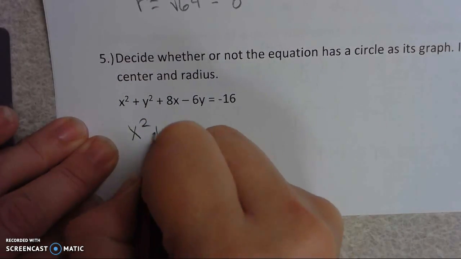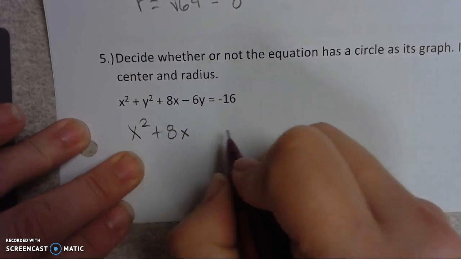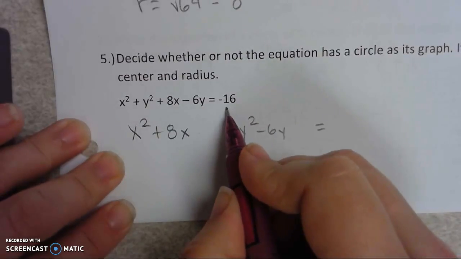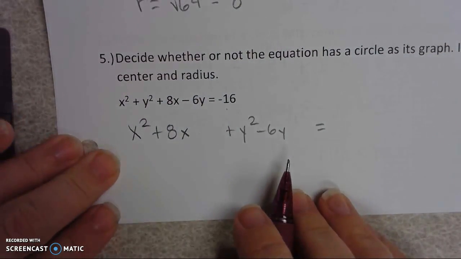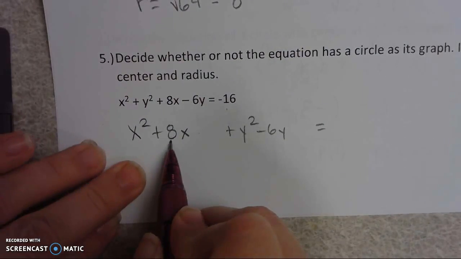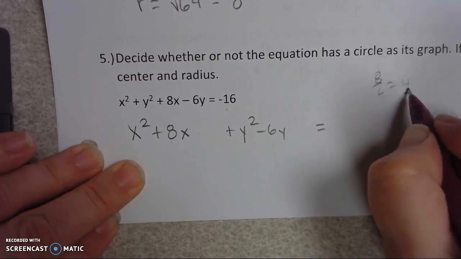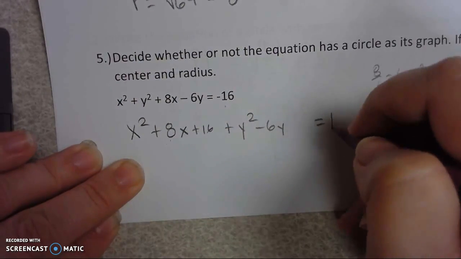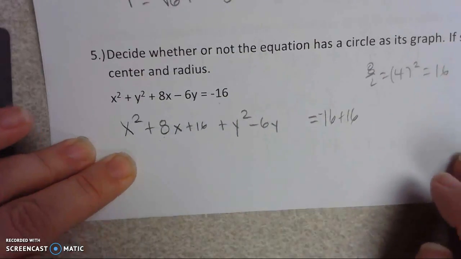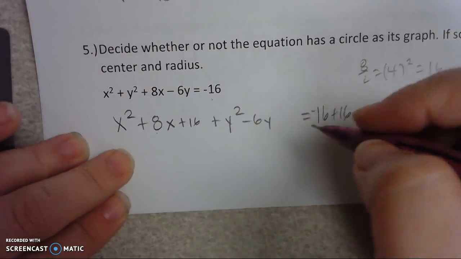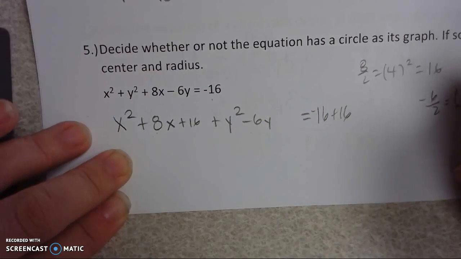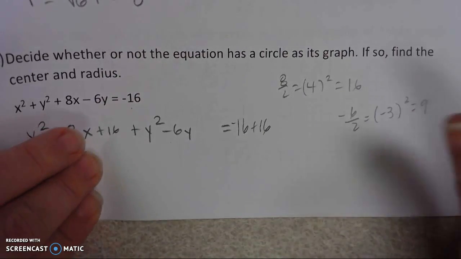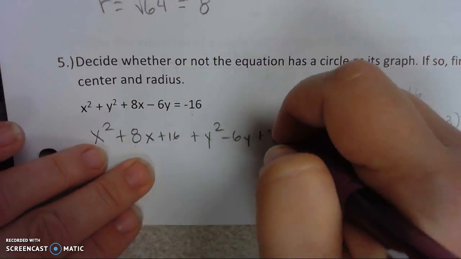All right, we had x² + 8x. Put the x's together, leave a little space. Put the y's together, leave a little space. The 16 is already on the opposite side of the equal sign. I'm going to complete the square. So I'm going to take half of 8, which is 4, and square it to get 16. All right, so I'll have -16 plus 16. And then here I have -6. Take half of it, which is -3, squared is 9. Add that to both sides.